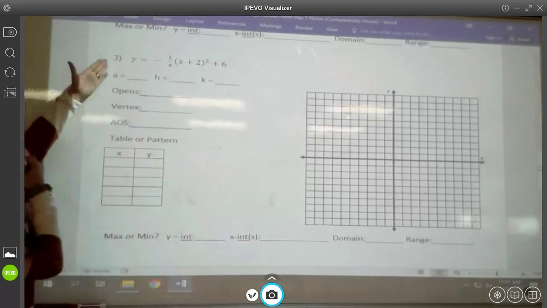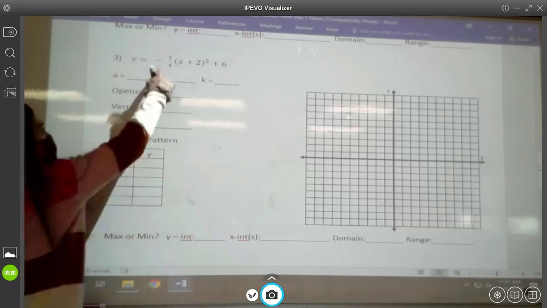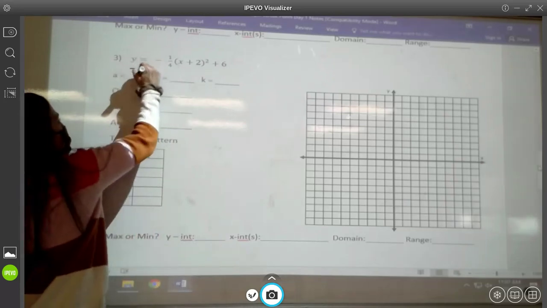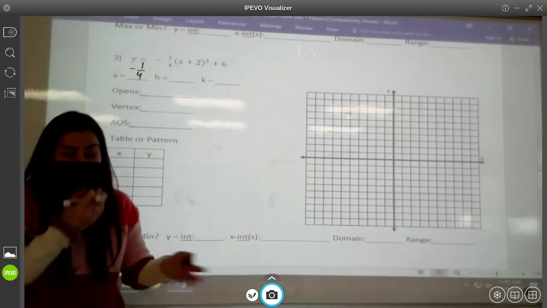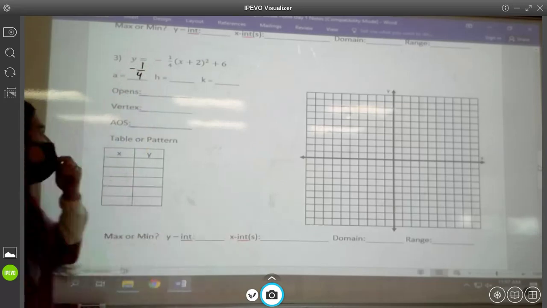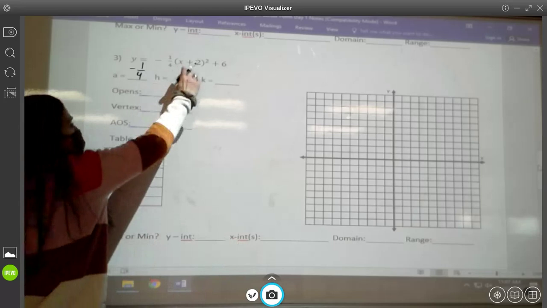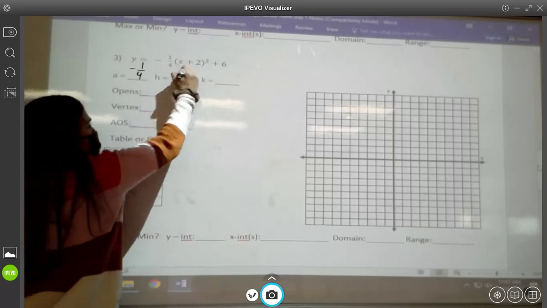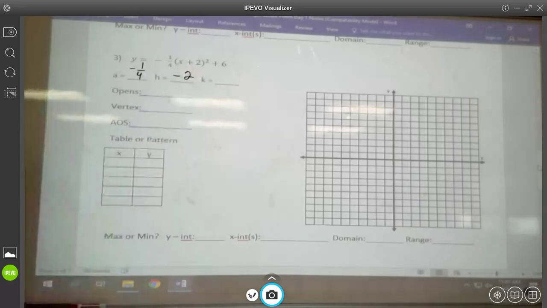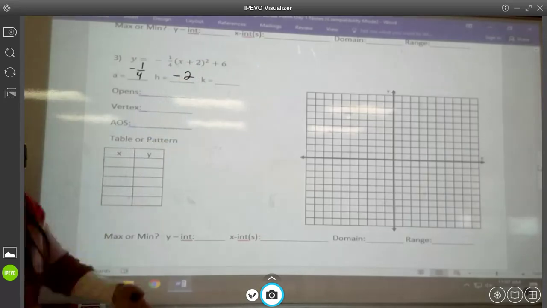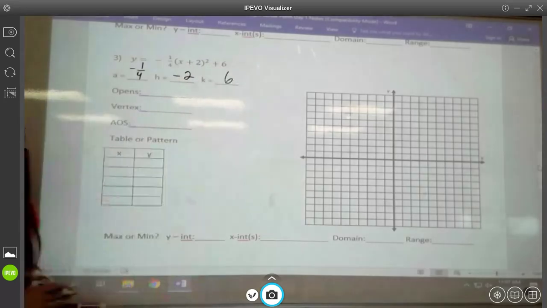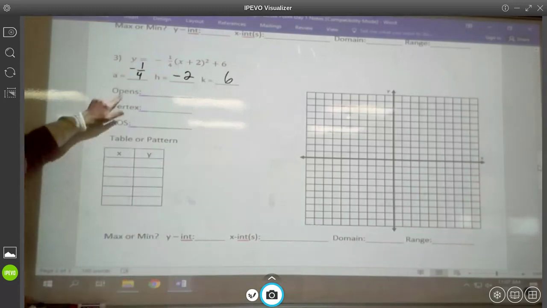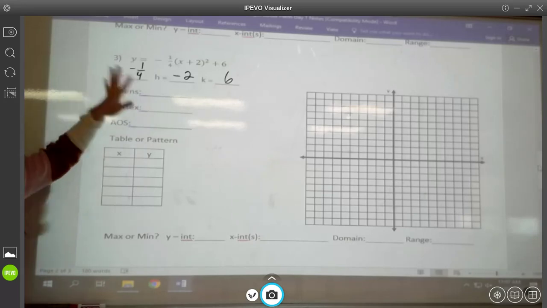Here's a quadratic equation in vertex form. A, the number in front, is -1/4, which ultimately, we just care about the sign, right? It's negative, so now we know if it's going up or down. H, the x-coordinate of my vertex, is the opposite of that number, so -2. And K, the y-coordinate of my vertex, is always this number at the end, as is, so +6. Okay, this parabola is going to open down because A was negative.